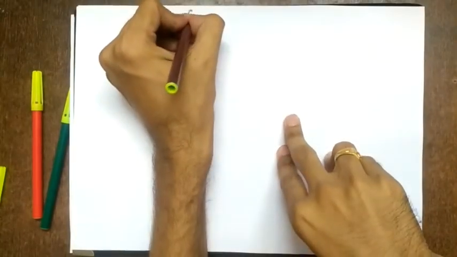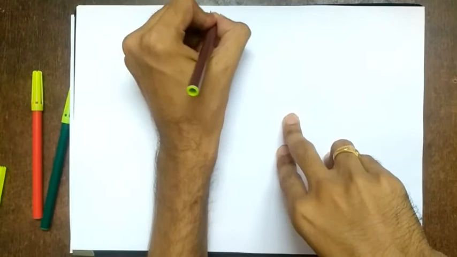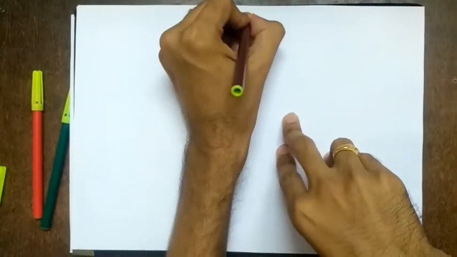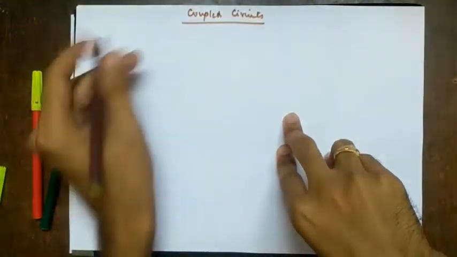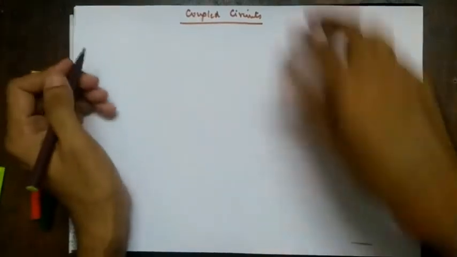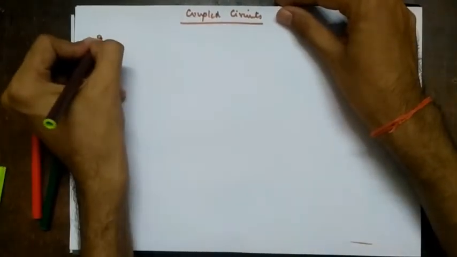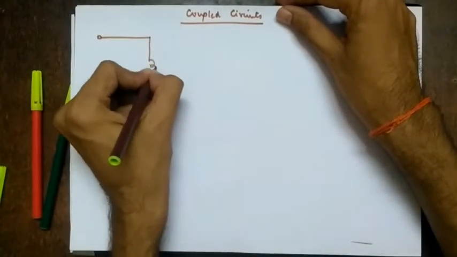Okay, so far we are into the second part of the first module, which is related with self and mutual inductances, right? So the next topic in the same is coupled circuits. Okay, so what are coupled circuits? Let's try to understand with the help of a network diagram.